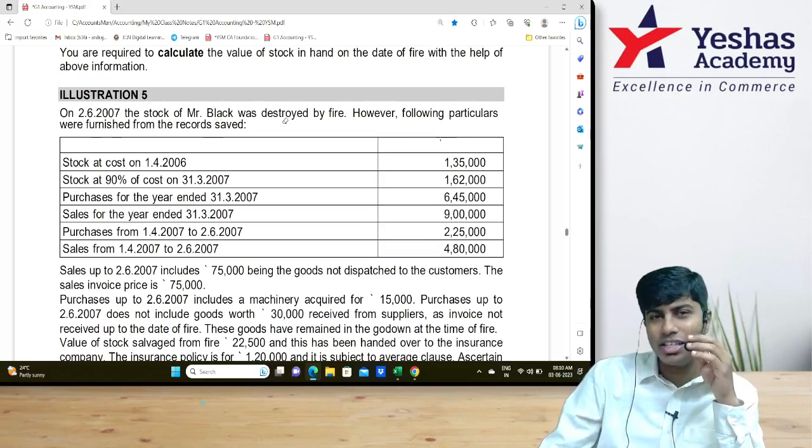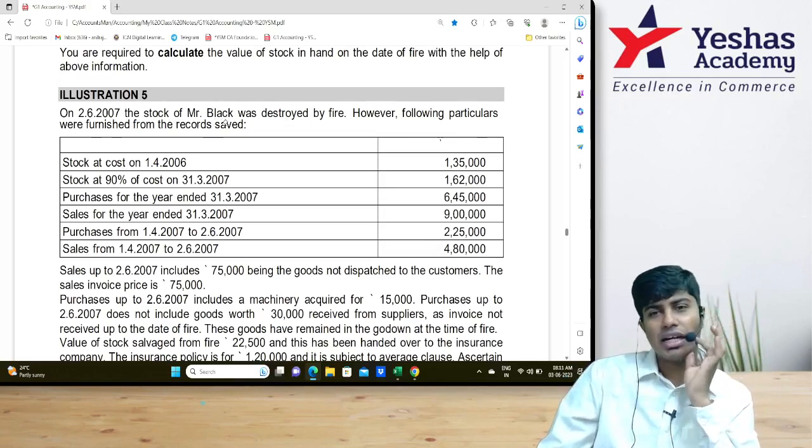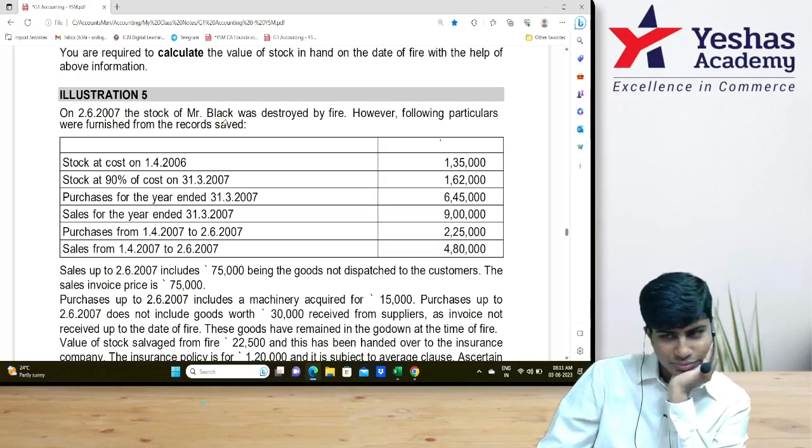Read this one. Mr. Black was destroyed by fire. Underline 2nd of June. Right, date of fire.